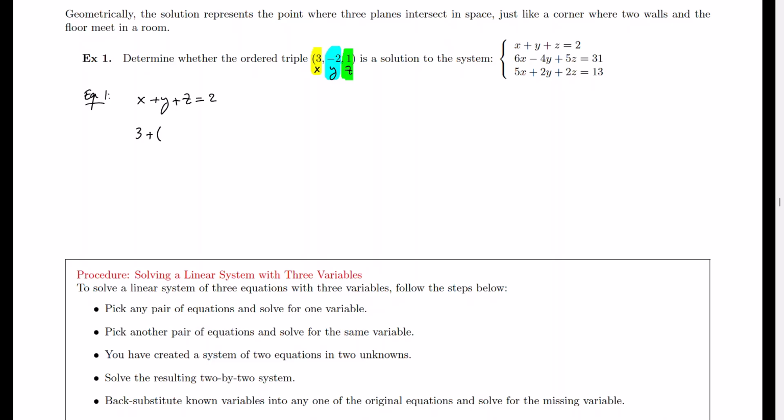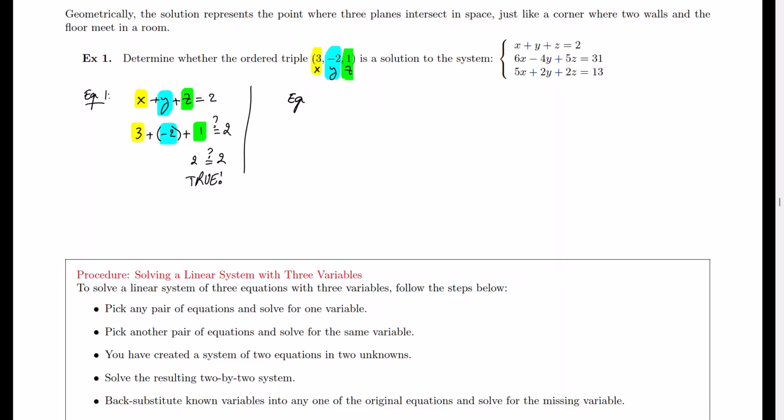So 3 added to the y, which is -2, added to the z, which is 1. Is that in fact equal to 2? Remember, x is 3, y is -2, and z is 1. We're given that ordered triplet, but in the future, you have to find the ordered triplet yourself. So 3 with -2 and 1, that's going to be 4 minus 2, which is 2. And is it true that 2 equals 2? This is in fact a true statement. So far we are happy. The ordered triplet works for the first equation. So we cannot stop. We have to check the second equation and the third one as well.